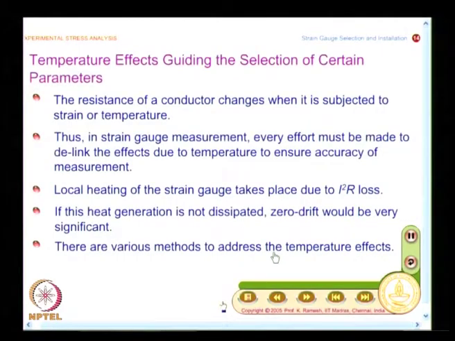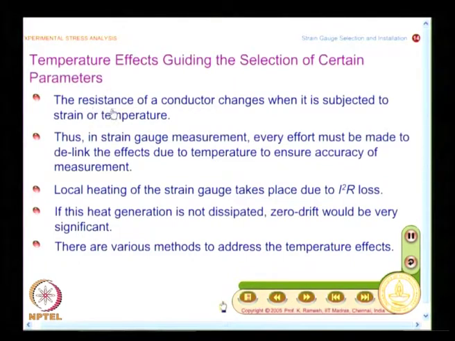We will continue in that direction, and I have always been mentioning that temperature effects have to be handled carefully in strain gauge technology. Though I have mentioned it several times, there is no harm in mentioning it again, and we will also have to look at how the temperature effects guide the selection of certain parameters.